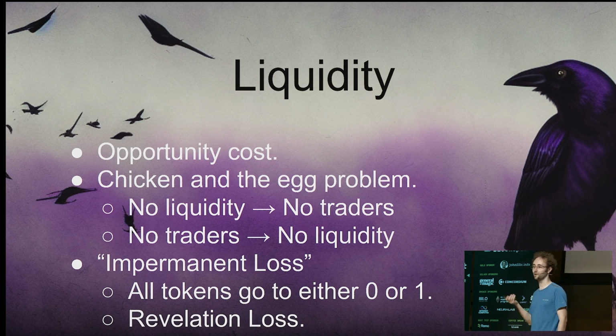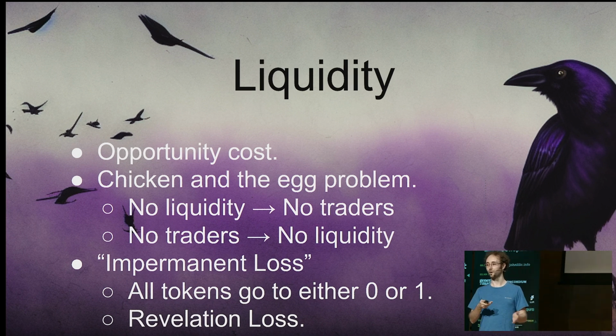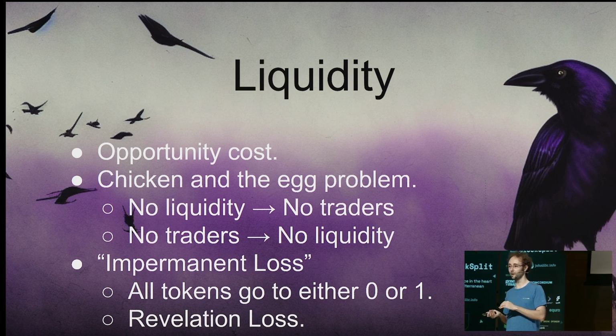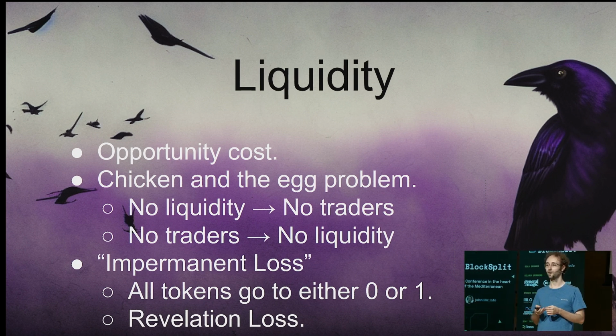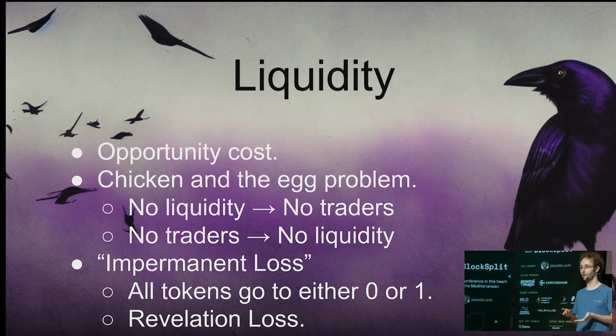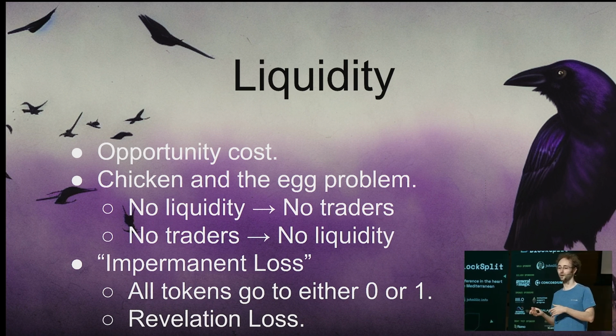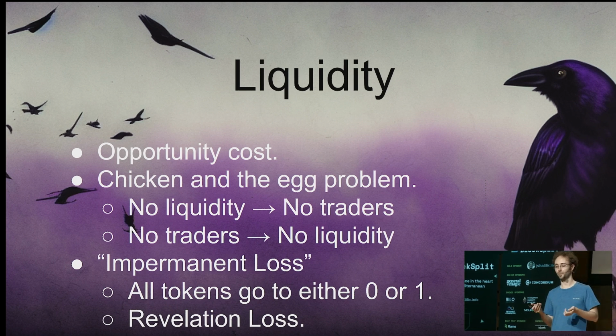Another problem is the chicken and the egg problem. You have no liquidity. Since you have no liquidity, you have no liquidity provider, because the liquidity providers make themselves some profit out of the spread when they are trading up and down. And since you have no traders, you have no liquidity, and you have this chicken and the egg problem.